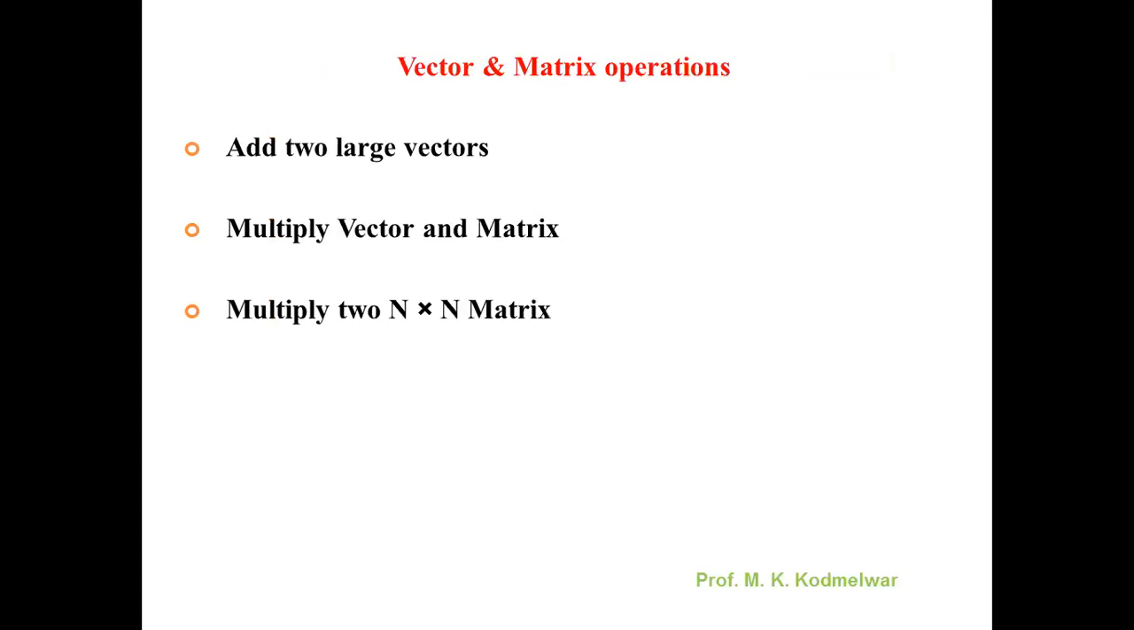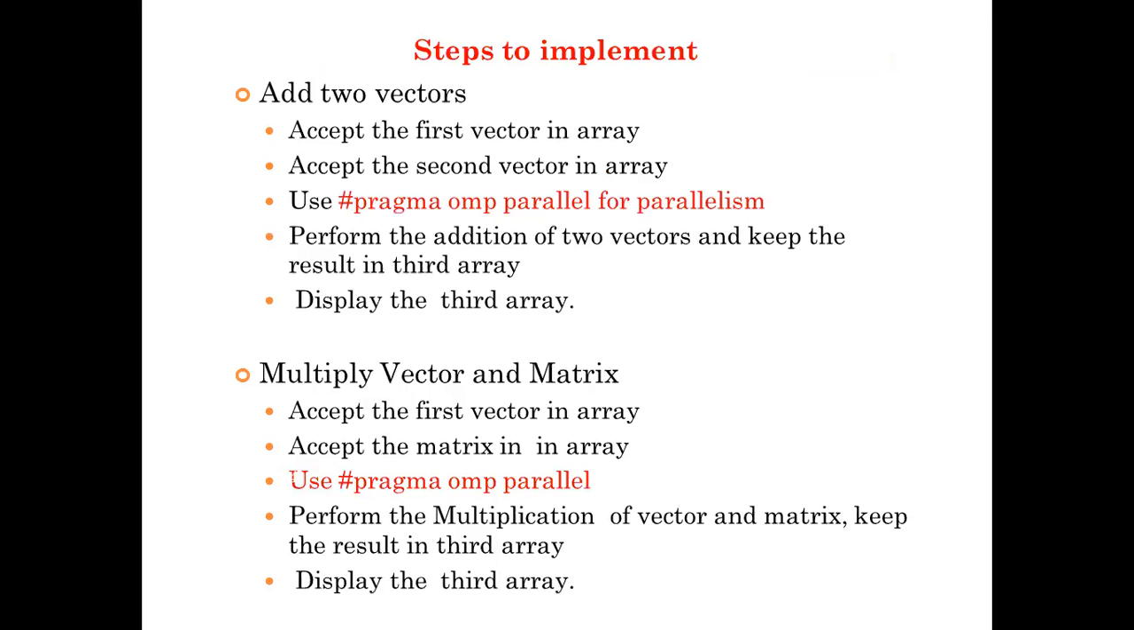Then we are going to see these three operations: the addition of two large vectors, then multiplying a vector and a matrix, then multiplying n by n matrices, using parallel programming. That is important. In the addition of two vectors, first we'll take the first vector and then the second vector in arrays, and then by using #pragma omp parallel, this statement is most important, which will create the number of threads to execute in parallel. So these two vectors are processed in parallel and we get the result in the third vector. We are going to study that by writing the code and checking the output of that code.